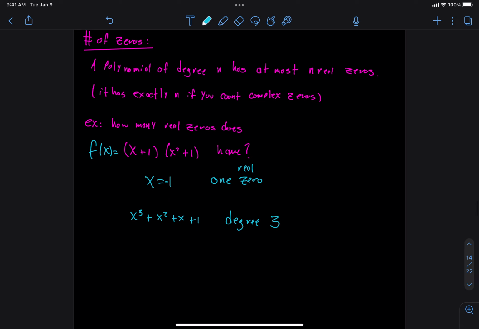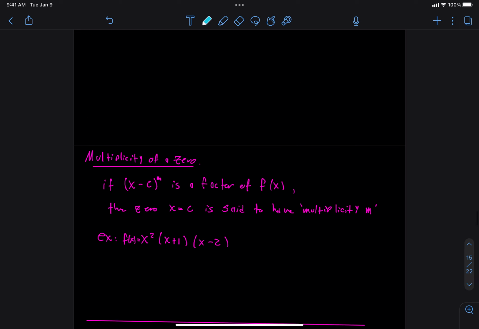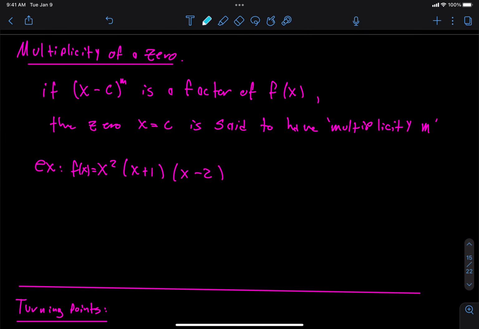All right, so that's about the number of zeros that a polynomial has. Now let's talk about what this word multiplicity means that I just said. Okay, well, if x minus c to the power m is a factor of f of x, so in particular, x equals c is a 0, right? Because if I plugged in c for x, I would get 0 here, and 0 to the m is still 0. But if x minus c to the power m is a factor of f of x, then the 0 x equals c is said to have multiplicity m.